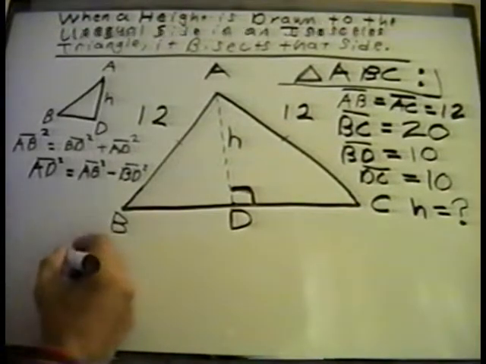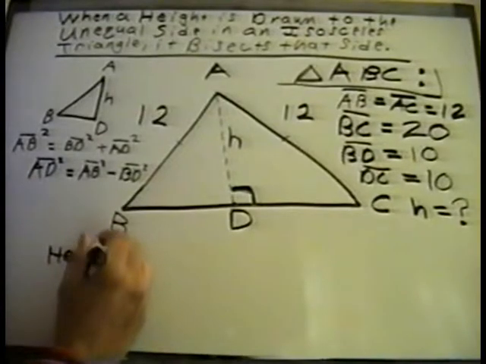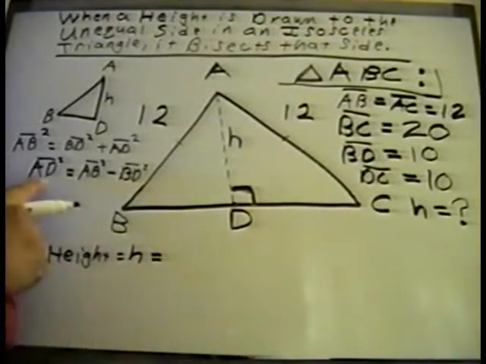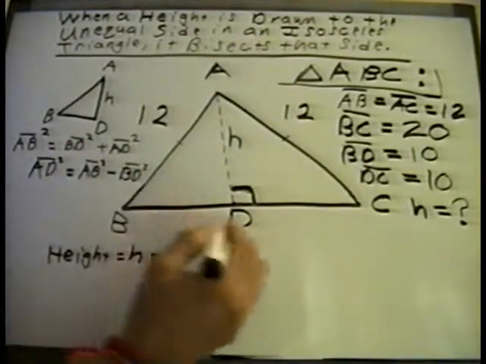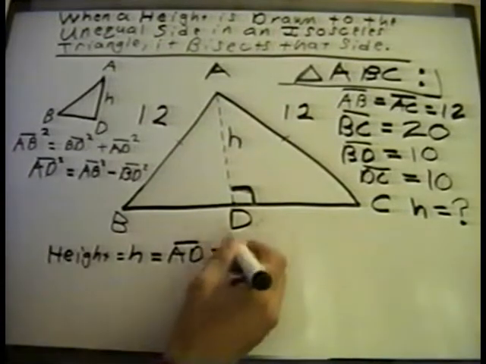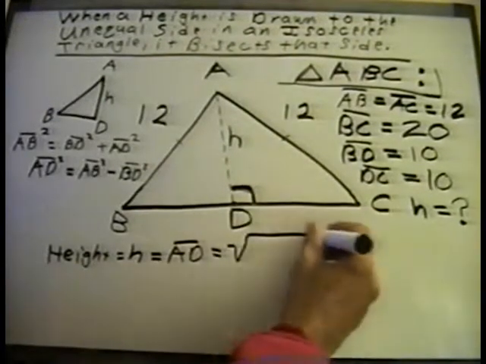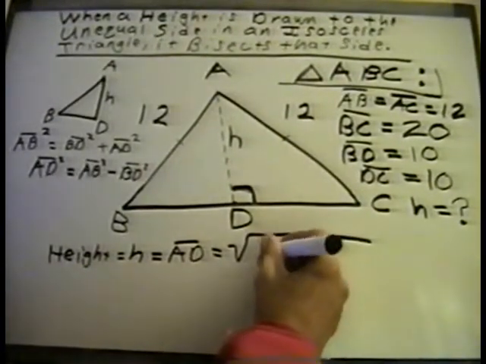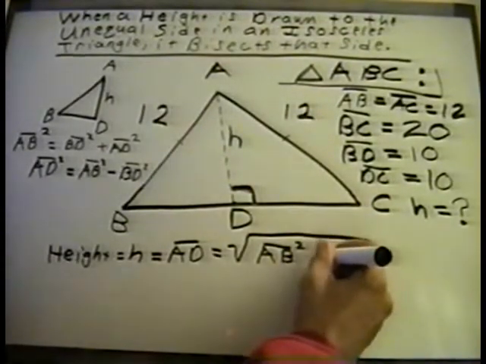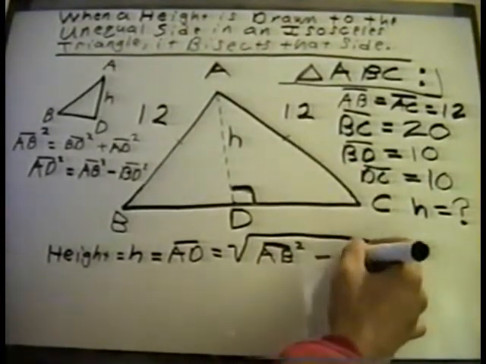So H here, or the height, is line segment AD, which is equal to the square root of the difference of the square of line segment AB and the square of line segment BD.